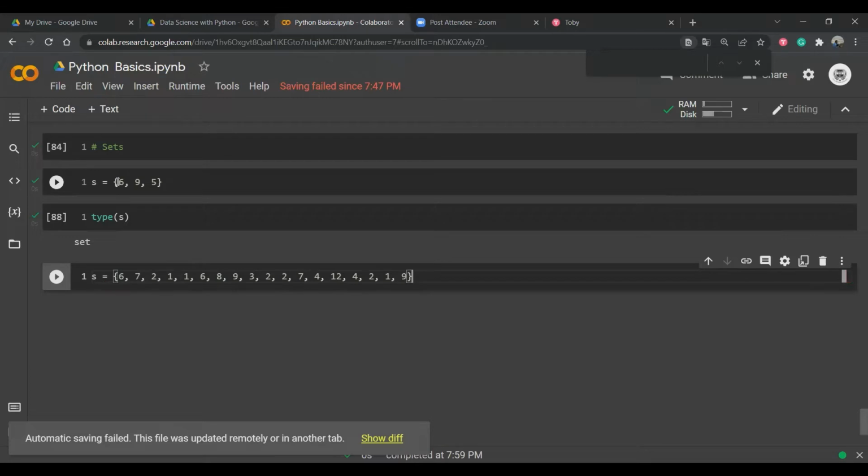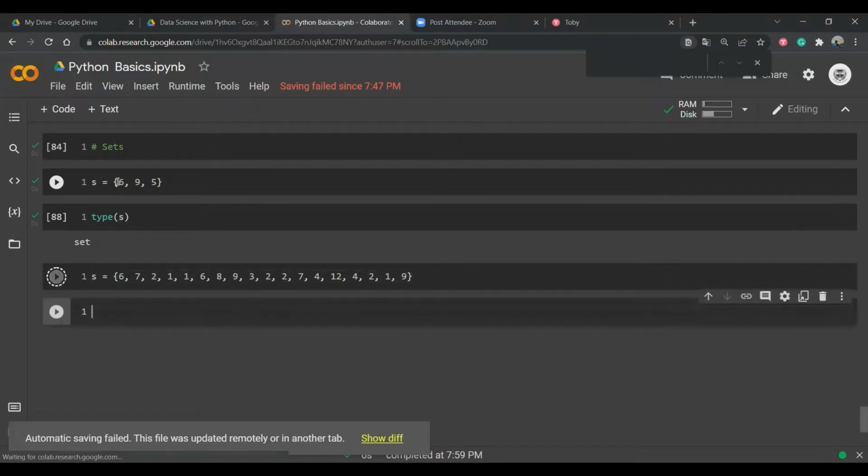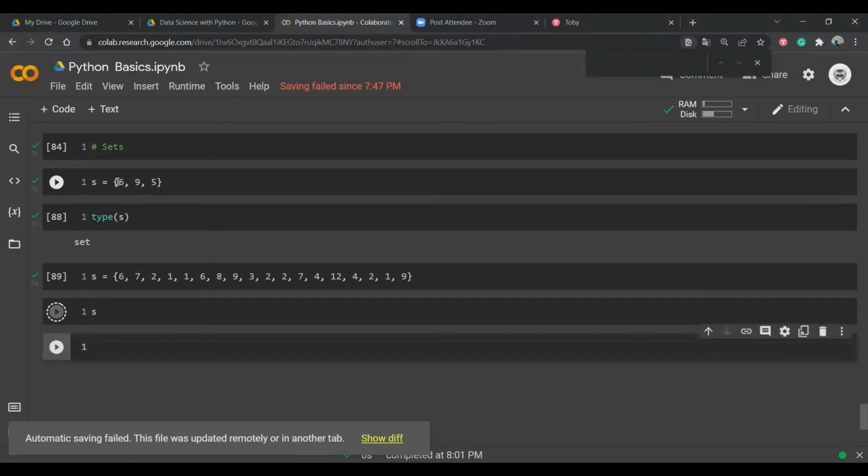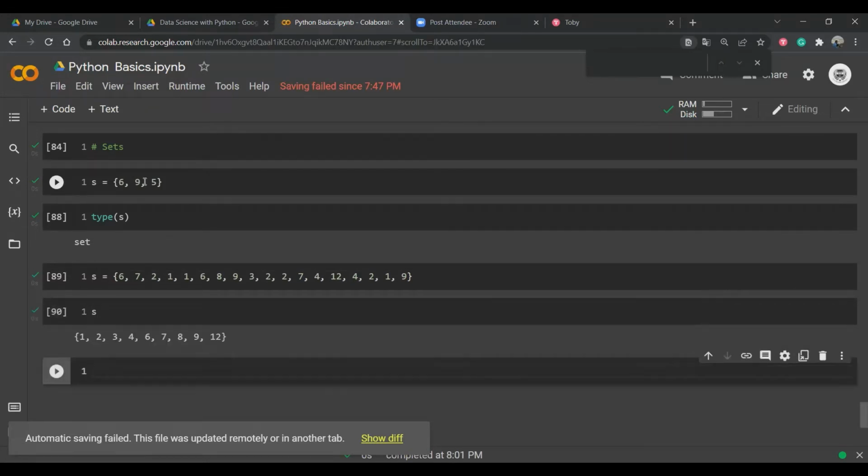Okay, so a lot of elements are repeated, and these elements are not sorted at all. Now if I run this and again print s, we will get sorted elements, and you are able to get only the unique elements. None of the elements are repeated over here. So this is the definition of set.